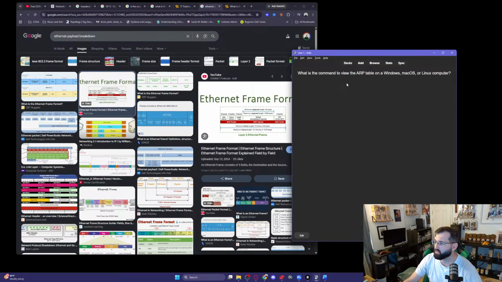What is the command to view the ARP table? Show ARP. No, ARP, damn it. What is the command to view the ARP table on Windows, Linux, and Mac computers? Not the Cisco device. What two messages are used in ARP?